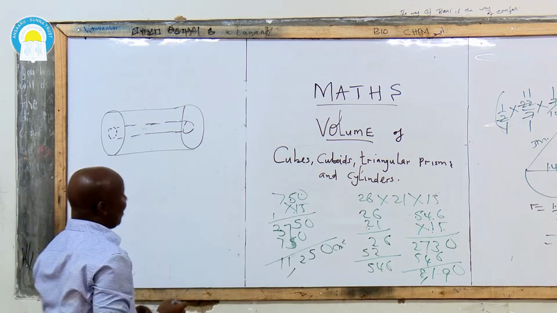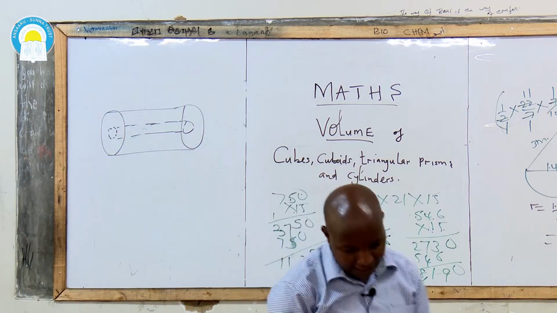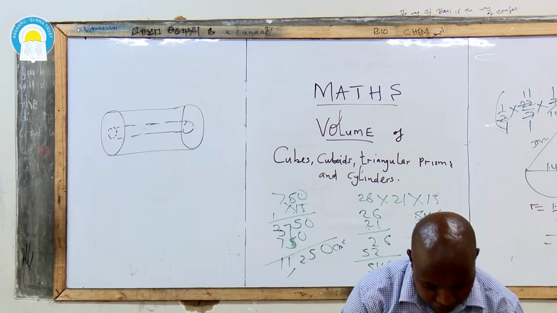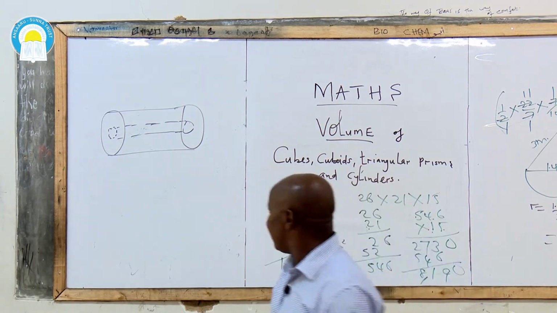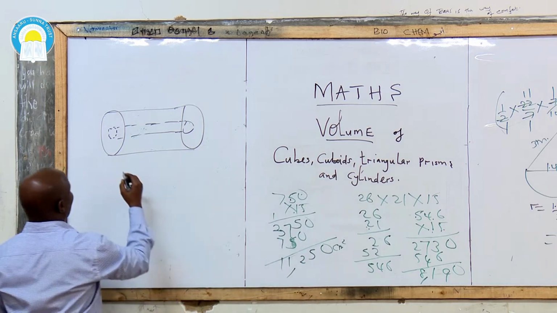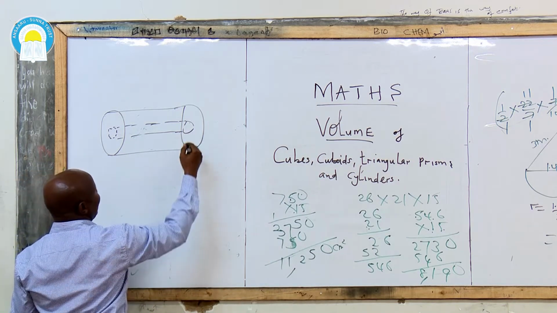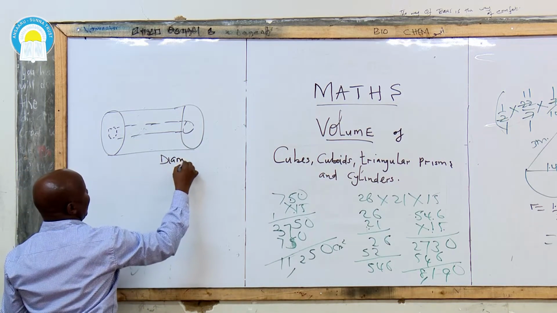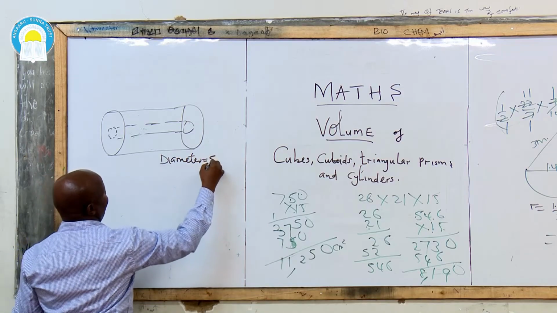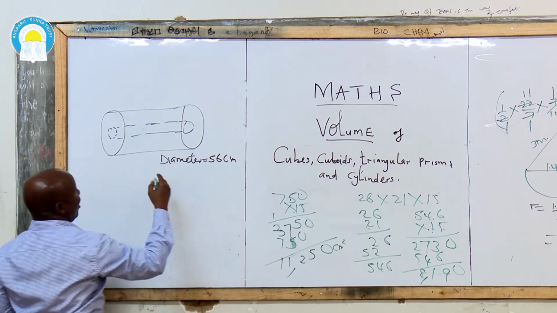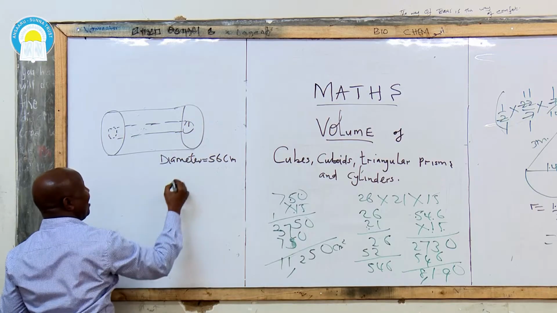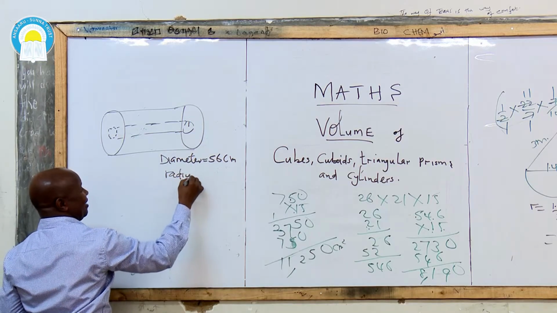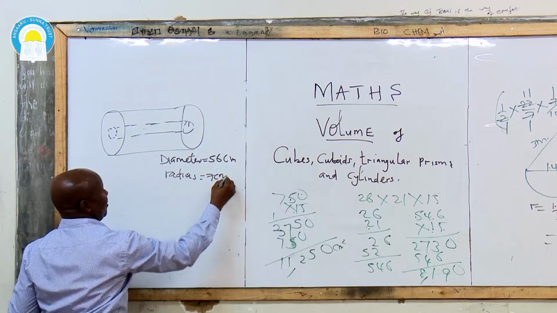Then you are told the diameter of the big cylinder is 56 centimeters. And for the hole, you are given the radius as 7 centimeters.